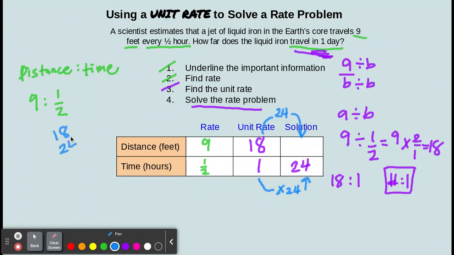18 times 24. Aha, here we go again, practicing our double digit multiplication. 8 times 4 is 32. Carry the 2. 4 times 1 is 4, plus 3 is 7. Put down the 0. 8 times 2 is 16. Carry the 1. 1 times 2 is 2, plus the 1 is 3. I'm going to add this. 2, 13, 432. So the liquid iron in one day, which is the same as 24 hours, can travel 432 feet.